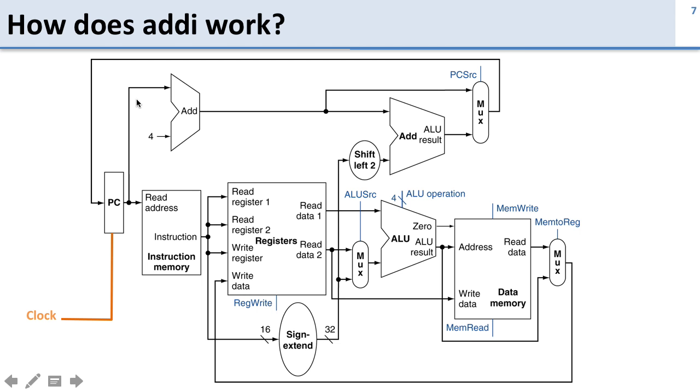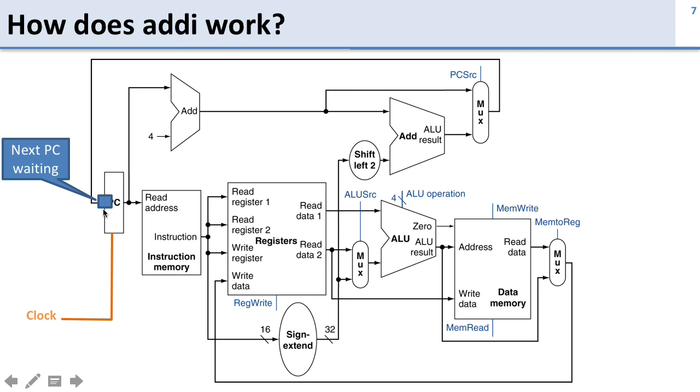Now at the same time up here, we take the PC, we add 4 to it, and then we're going to choose that as the next PC, or we can take the sign extended immediate and shift that and add it in for the next PC for a branch. So if you look at this here, what you see is that it has everything except the control in it. Now, how does this work?